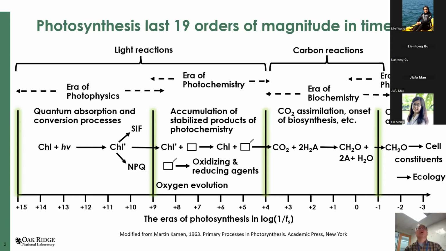The photophysical reactions occur at timescales of pico to nanoseconds. The photochemical reactions occur at timescales of nano to milliseconds. The biochemical reactions occur at timescales of milliseconds to minutes. These three eras are then followed by the eras of physiology and ecology, which occur at longer timescales.